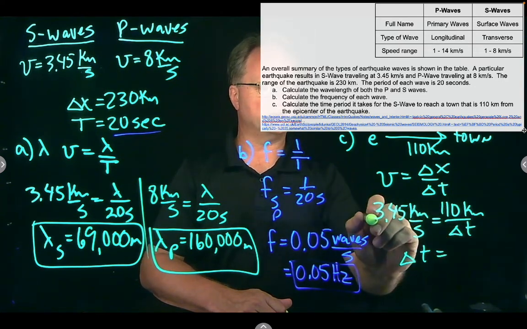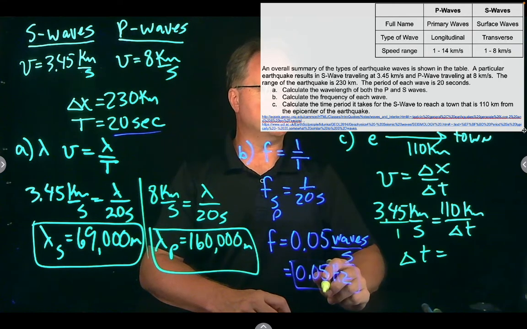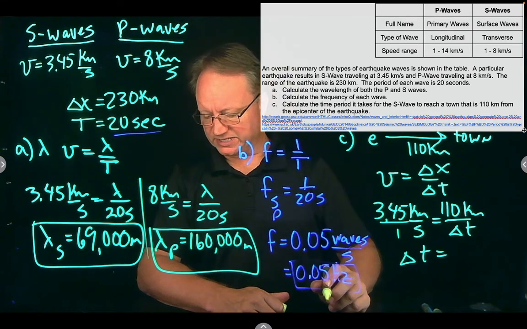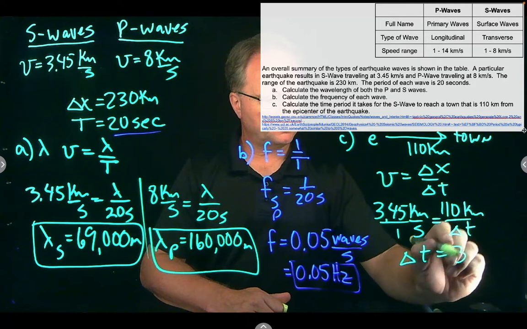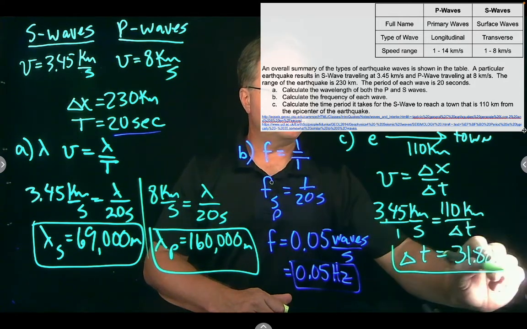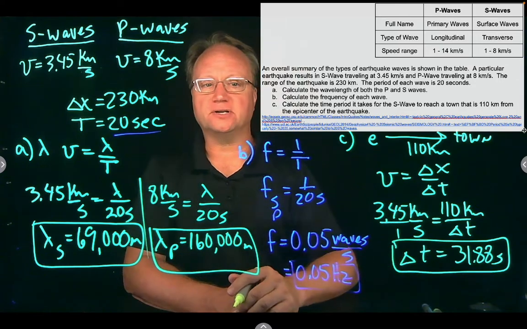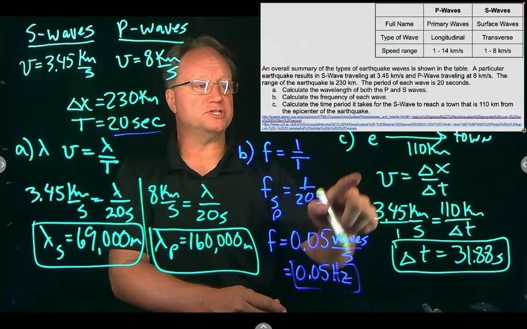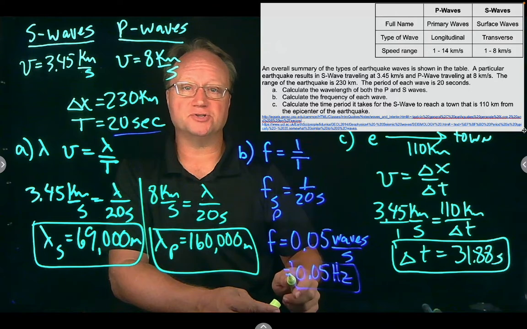So if we do our algebra, putting this over 1, cross multiplying and solve down, we get a time period of 31.88 seconds from when that earthquake starts at the epicenter until it reaches the town 110 kilometers away.